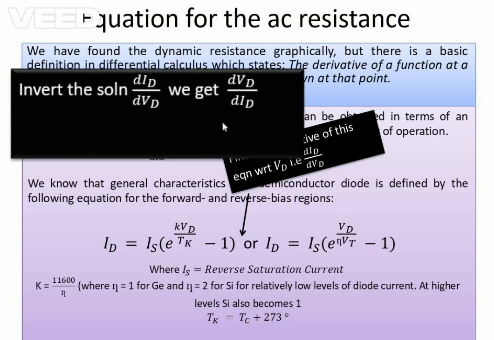So let's understand this. The basic diode equation is ID is equal to IS e raised to the power kVD over Tk minus 1. This is also called Shockley's equation. I have explained this equation in detail in my last lecture. I'm going to pin the link of that video. Please watch that so that you don't get confused with these two equations.